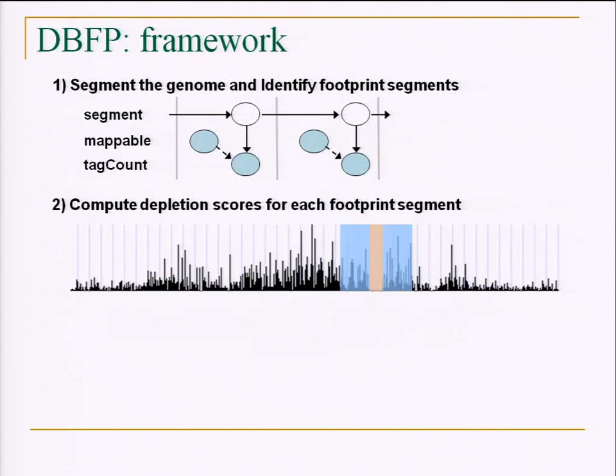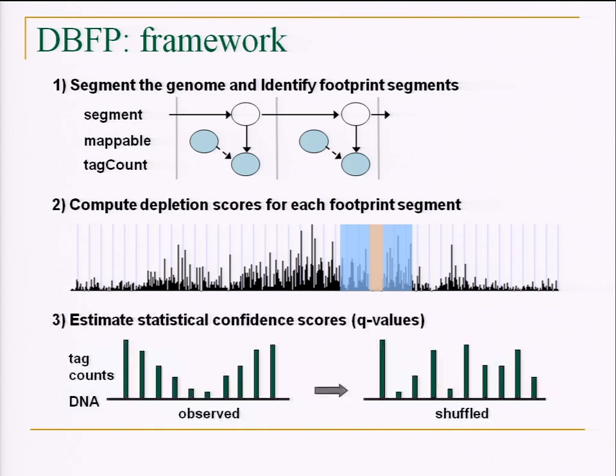So far, we have already seen the first steps of the algorithm: segment the histogram and identify footprint segments, and compute the depletion score in each footprint. Finally, we want to assign a significance score to each footprint. To do this, we shuffle our data, applying the first two steps to the shuffled data. This will give the critical distribution of depletion scores, and then we compute a Q value for each footprint segment. Statistically, we discover where the depletion becomes different.